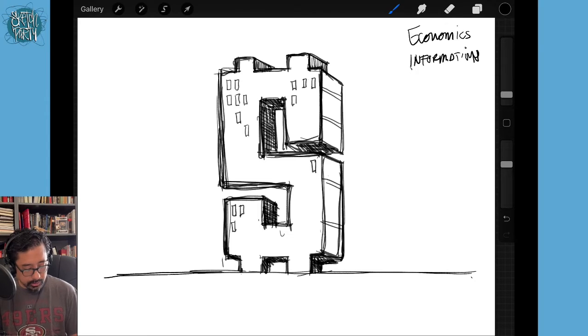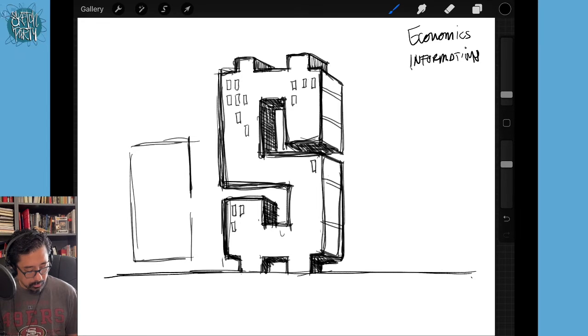I mean, you know, dollar sign is not the only symbol of money. We can have something like a cent mark. I don't know what the actual term of that is.